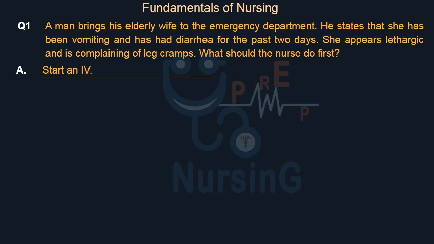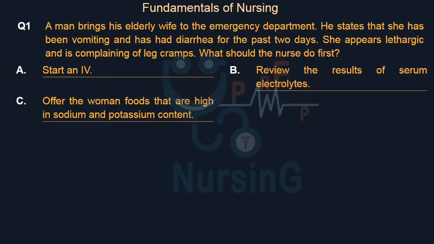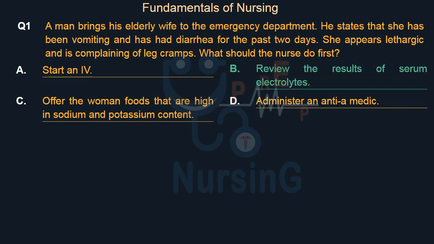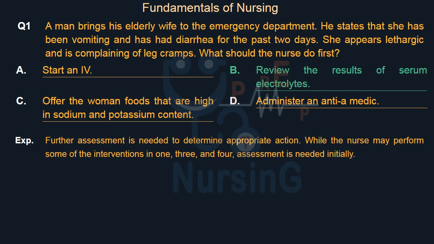Option A. Start an IV. Option B. Review the results of serum electrolytes. Option C. Offer the woman foods that are high in sodium and potassium content. Option D. Administer an antiemetic. Right answer is Option B. Review the results of serum electrolytes. Further assessment is needed to determine appropriate action. While the nurse may perform some of the interventions in options A, C, and D, assessment is needed initially.